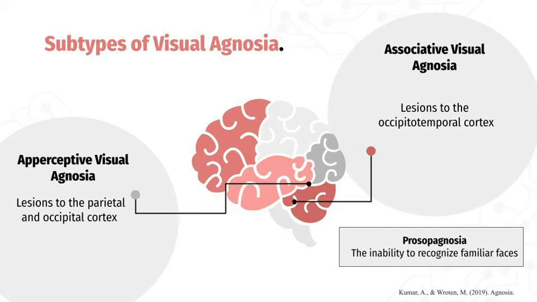Apperceptive visual agnosia patients cannot perceive the correct form of an object, despite having knowledge of that object. Conversely, associative visual agnosia patients cannot link a fully perceived visual stimulus to prior knowledge of that object in order to recognize it. There are many different diagnoses of visual agnosia.